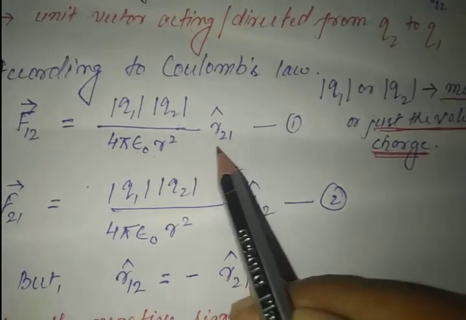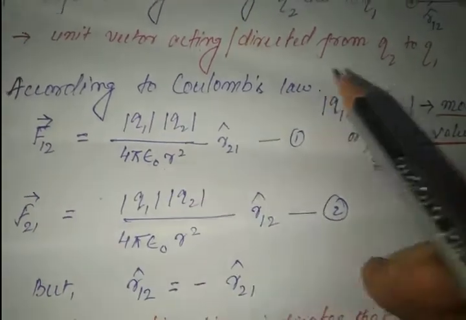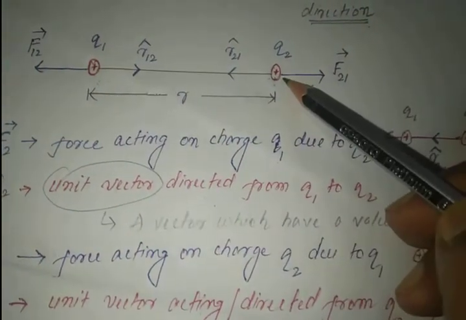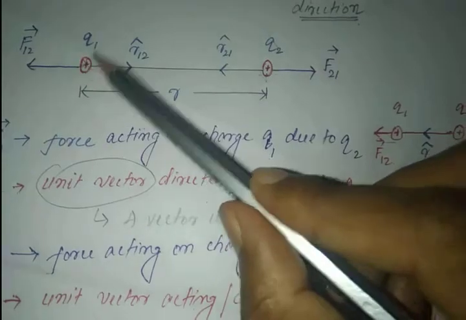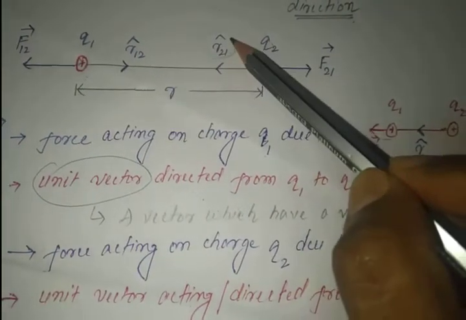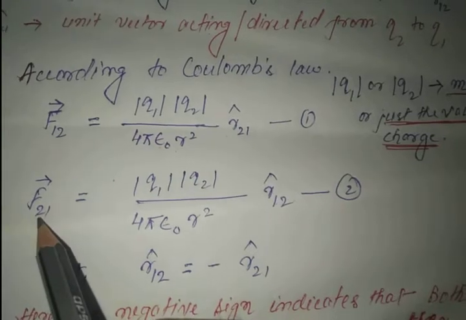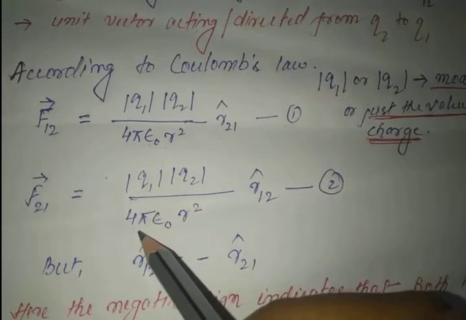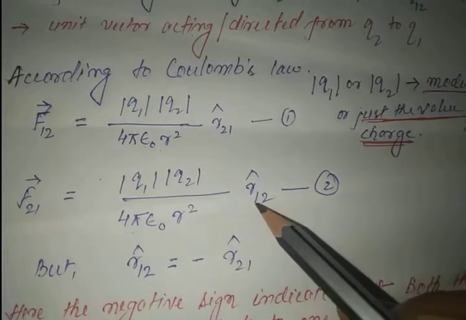Now, why did we take 2, 1? Because the force here is acting on charge Q1 because of Q2. So the direction of the force is from Q2 towards Q1, hence we take this unit vector. Similarly, the force acting on charge Q2 because of Q1 will be Q1 Q2 divided by 4 pi epsilon naught r square r cap 1 2.